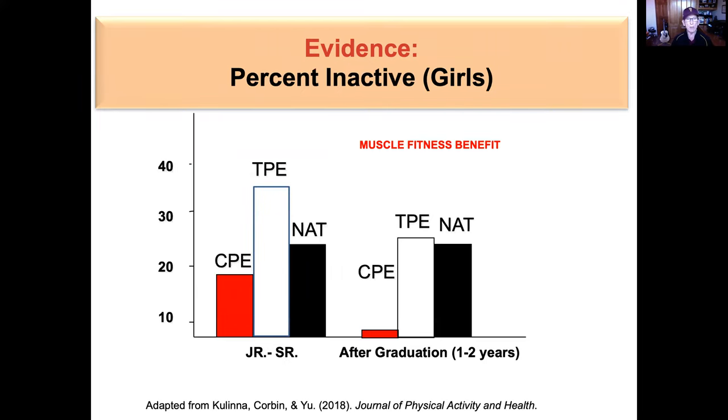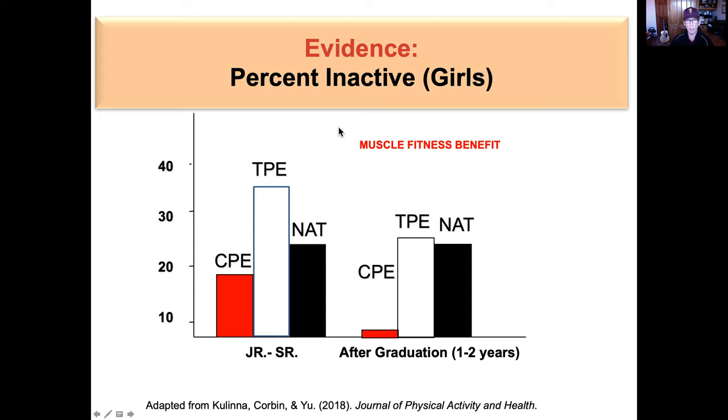Just very briefly, the people were studied when they were juniors and seniors, and we found that those who took CPE, the Fitness for Life model, were less likely to be inactive than traditional PE or national age group match peers. So 2 to 3 years after they took the course as freshmen, this is a published study that shows that it helps you be active. After graduation, again, same results. Those that took the CPE, conceptual physical education, were less likely to be inactive than traditional PE or age match peers.